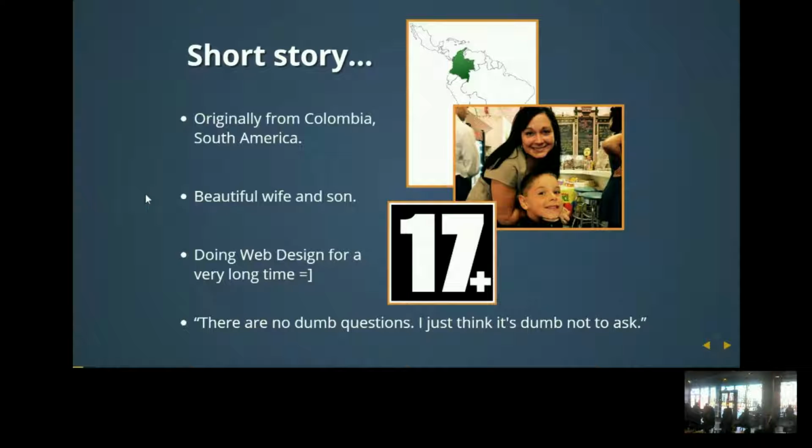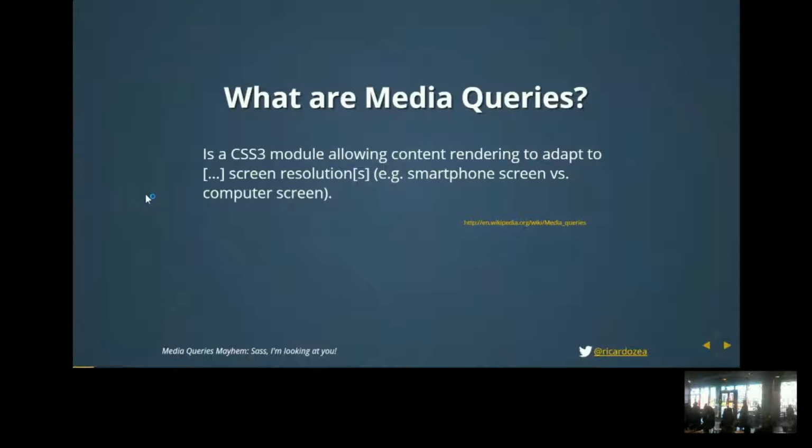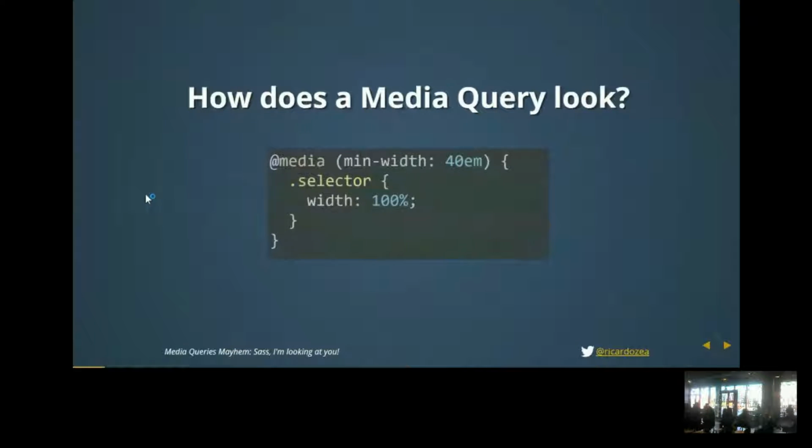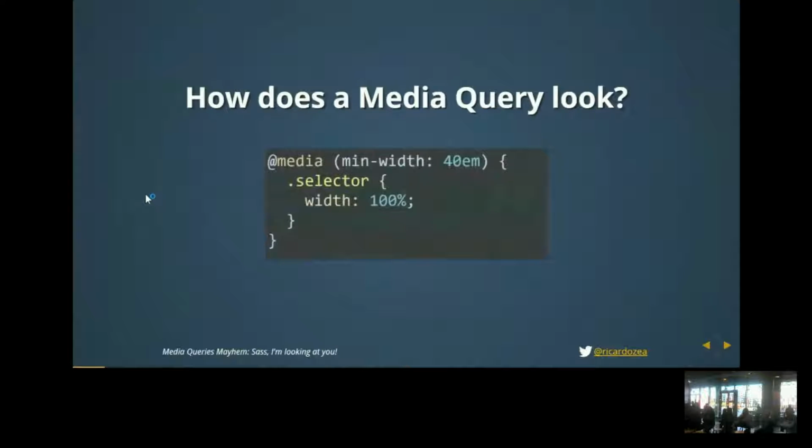All right. So let's start with the simple things. What is a media query? Media queries are basically a CSS3 module that allows content rendering to adapt to screen or device resolutions. That's basically the definition. Now, how does a media query look? It's basically what you see here. You have a media directive, then the min-width, max-width, whatever approach you want to use. Then you have your selector and then your declaration in there.